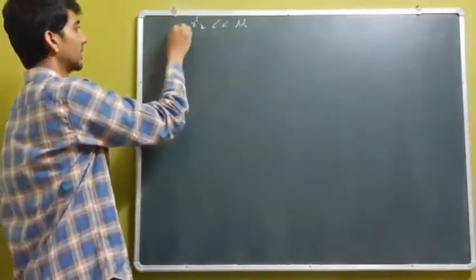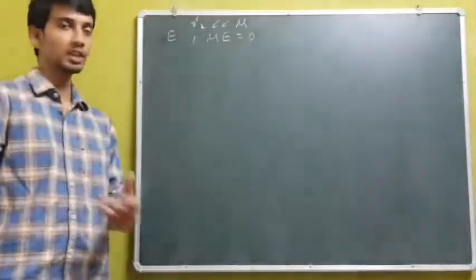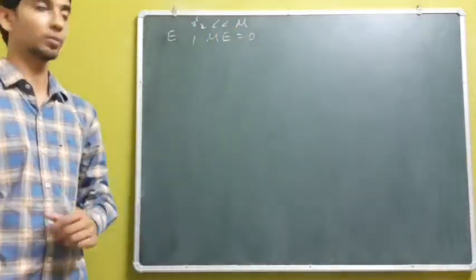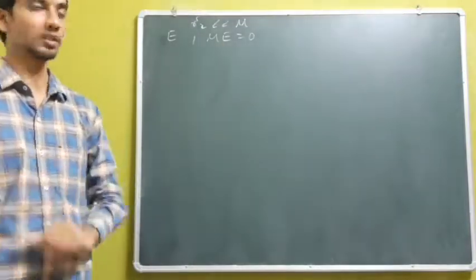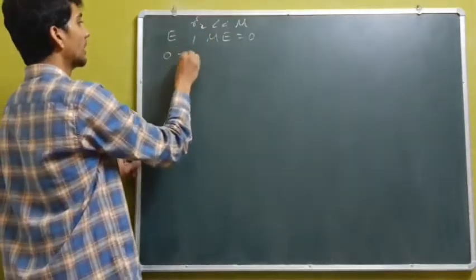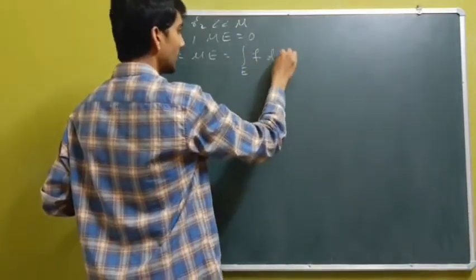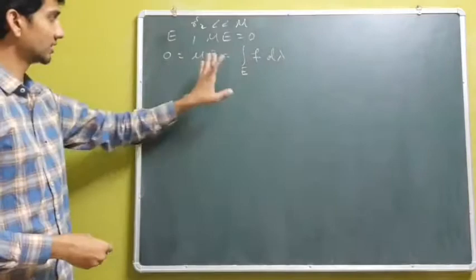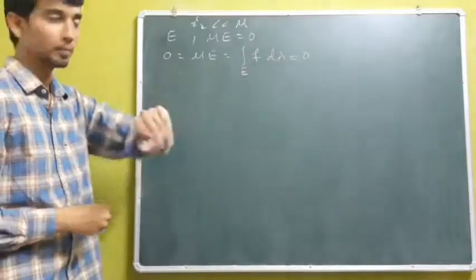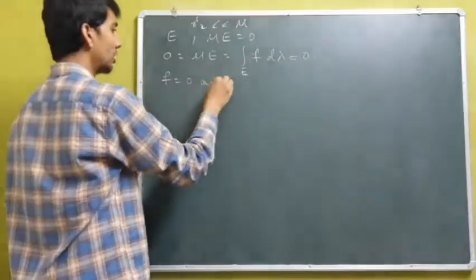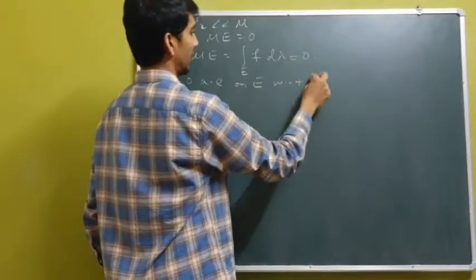So in order to finally see that gamma 2 is absolutely continuous with respect to mu, I will consider a measurable set, say E, such that mu of E is 0. Clearly we have defined mu of E to be the integral of f over E with respect to lambda. Since this is 0, the integral of f being 0 implies f equal to 0 almost everywhere on the set E with respect to the measure lambda.